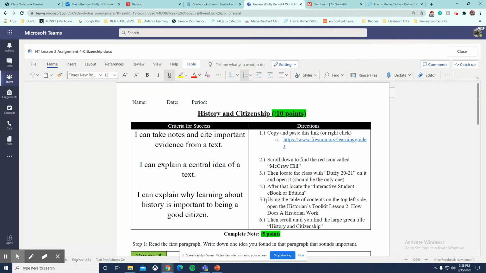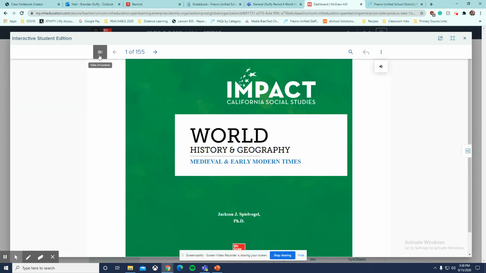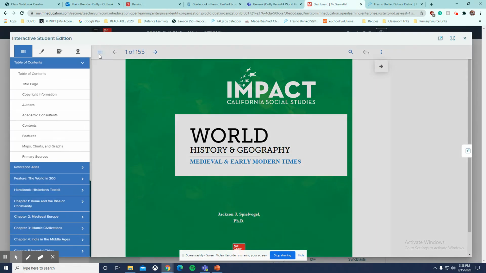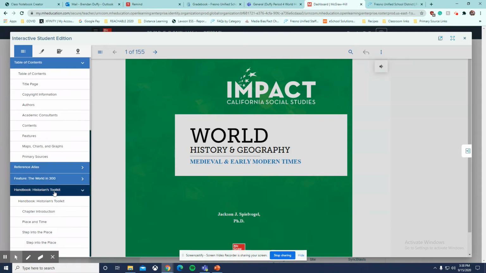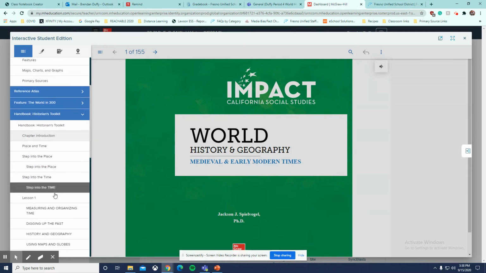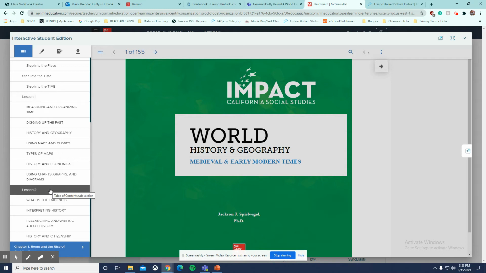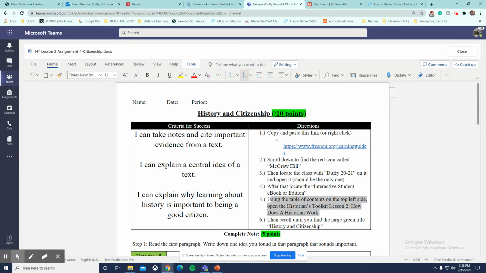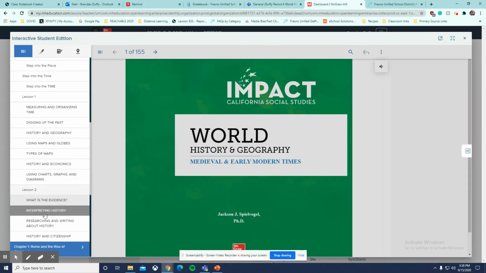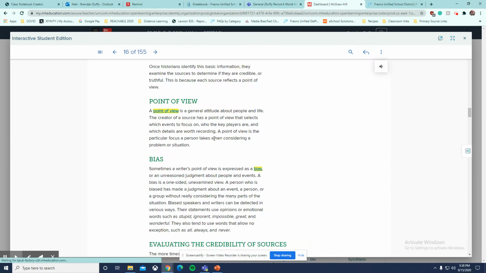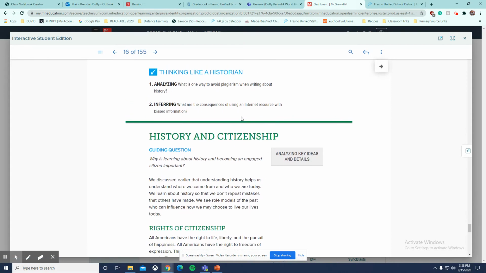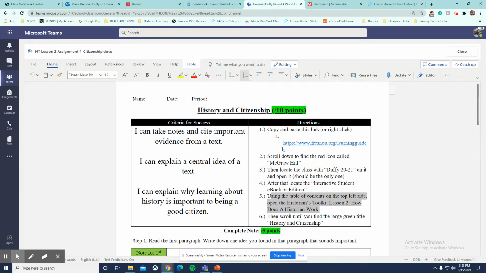And then our next direction is to use the table of contents on the top left side to open the Historian's Toolkit, Lesson 2, How Does a Historian Work? So table of contents, Historian's Toolkit, Lesson 2. Okay, so I found that. Scroll until you find the large green title, History and Citizenship. You don't actually have to scroll down because from here you can click History and Citizenship and it will take you to the correct section.